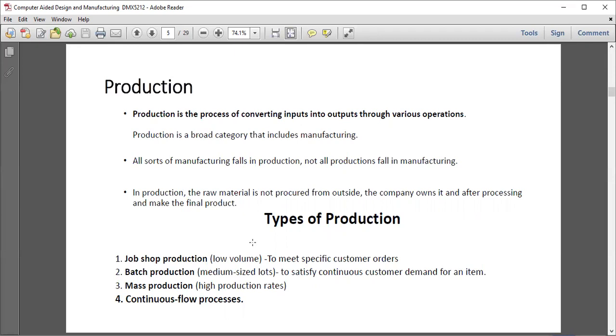In manufacturing, we start with raw material and convert it into output products. In production, we start with whatever inputs or components, assemble them and make a finished product. Broadly, production is the broad term and manufacturing is part of production. So all manufacturing falls into production, but not all production falls into manufacturing. Read more about these two definitions and understand what they mean.